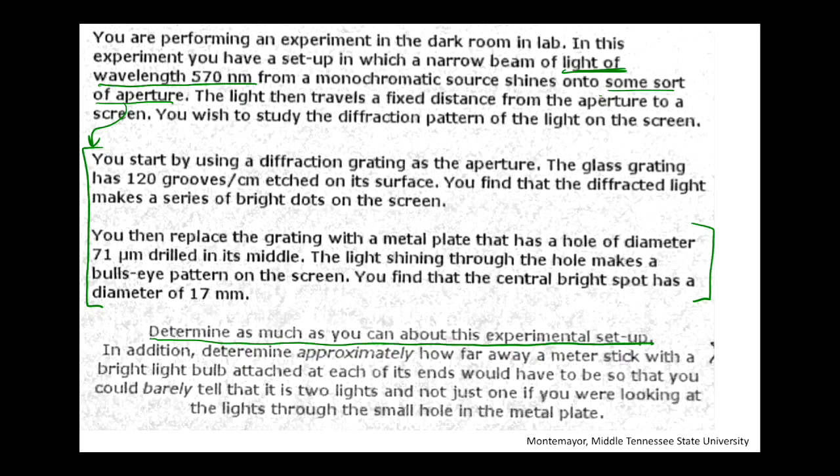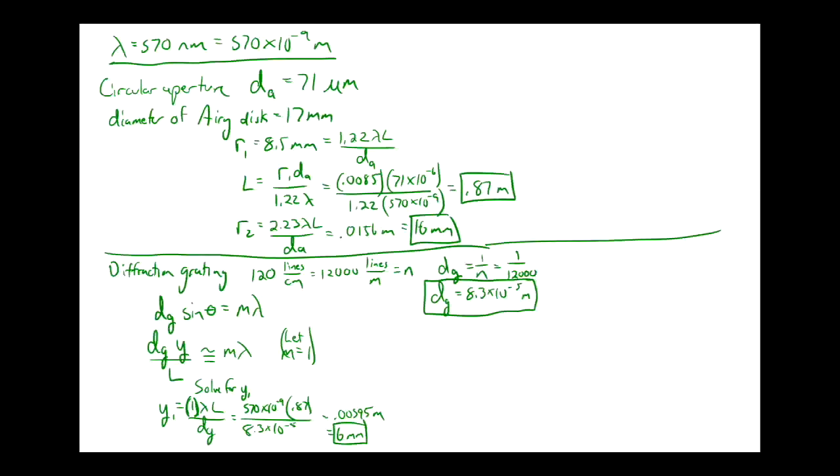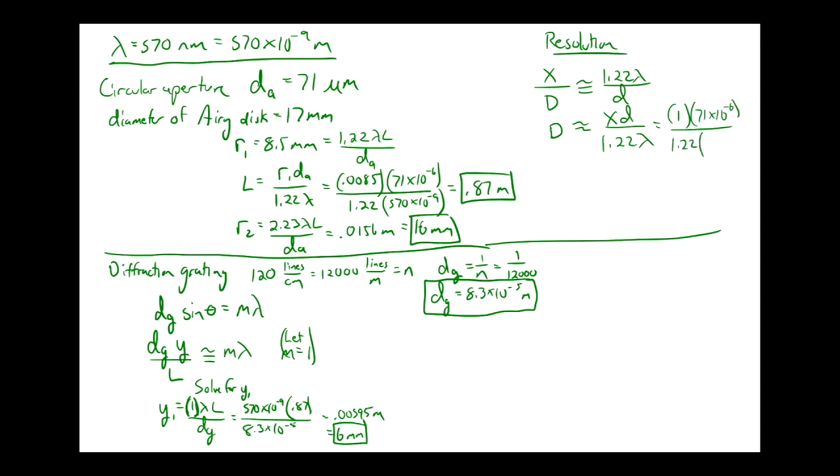So let's write down the Rayleigh criterion, which tells us something about resolution. We said that x over d is approximately equal to 1.22 lambda over d_a, and we're going to solve for d. So d is approximately equal to x times d_a over 1.22 times lambda. And then we'll just plug in all of those numbers. x is the separation between the two lights, so we've already determined that is 1 meter. d_a is the diameter of the little aperture, so that's going to be 71 times 10 to the minus 6. And then we have 1.22 times lambda.